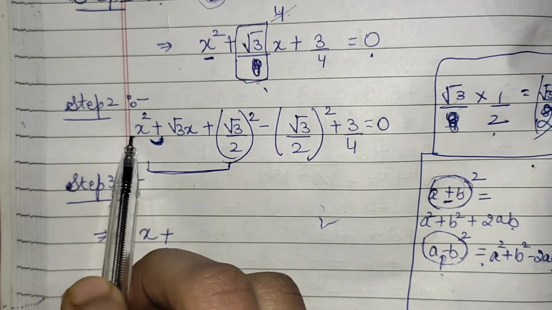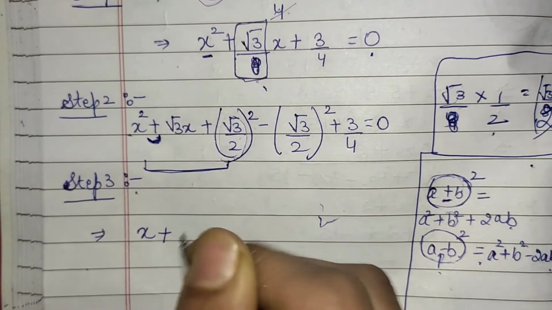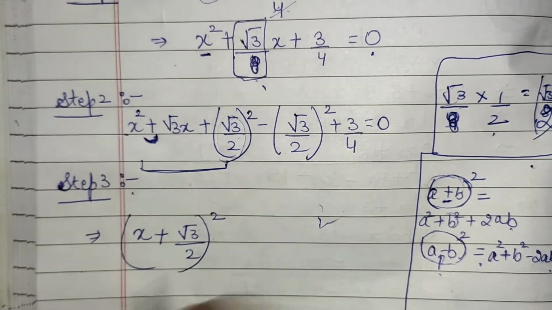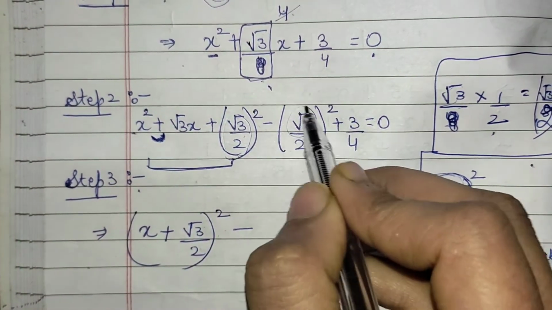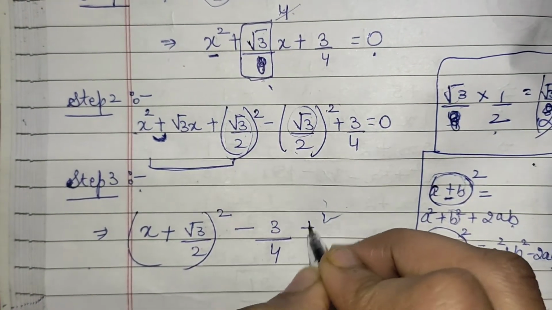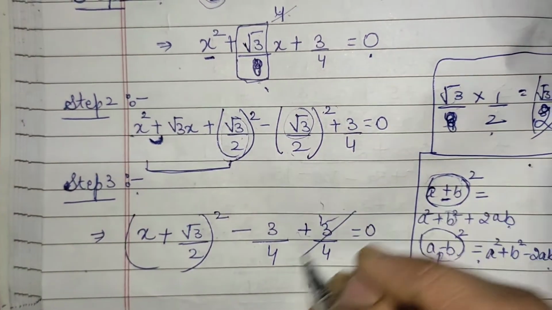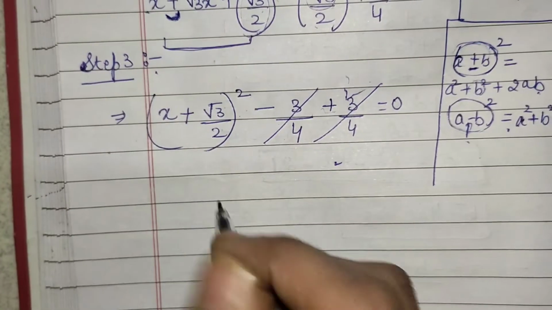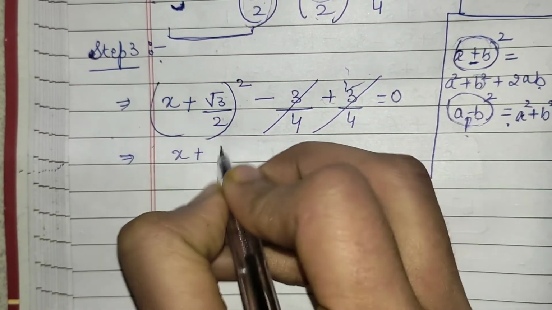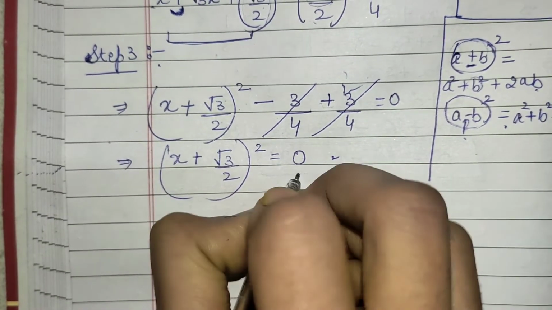That means my formula will become x plus b, where b is root 3 by 2, whole square. Now solve this. Root 3 square will be 3 and 2 square will be 4, and plus 3 by 4 is equal to 0. So 3 by 4 and 3 by 4 will get cancelled out. So my result will become x plus root 3 by 2 whole square is equal to 0.